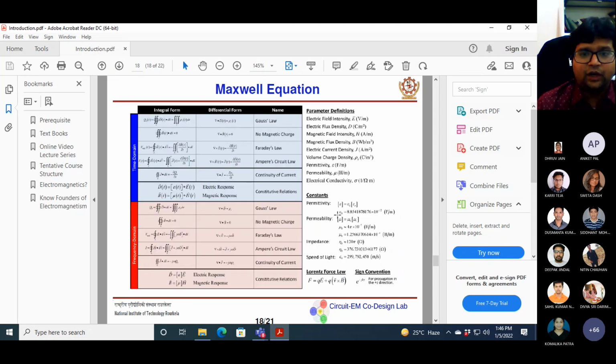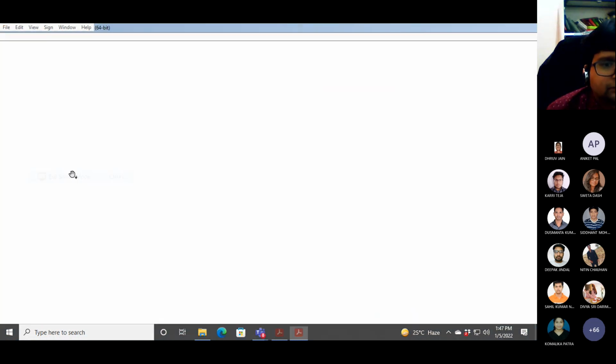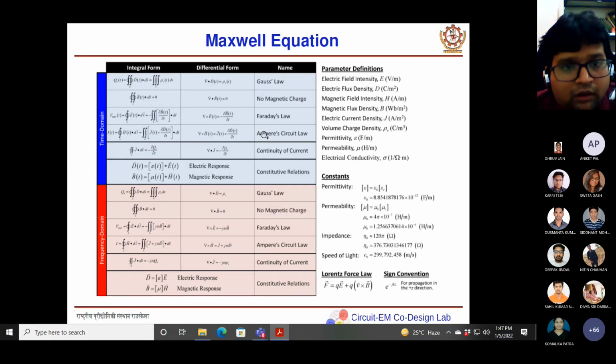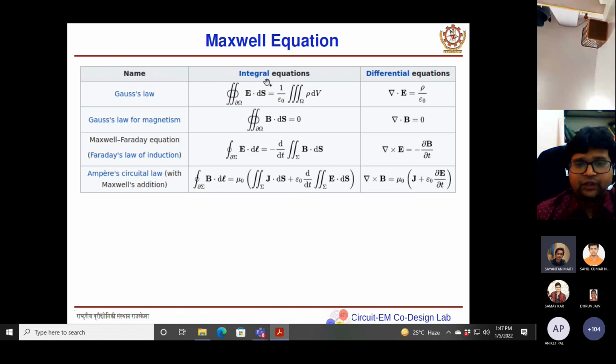Let's come to Maxwell's equations. Everything is based on Maxwell's equations. Let's move to the next slide. These are the 4 equations.